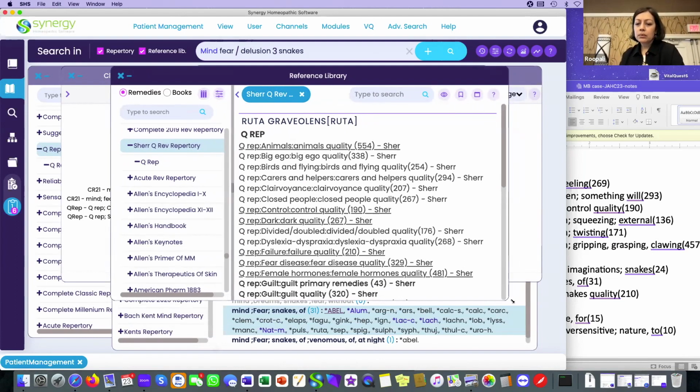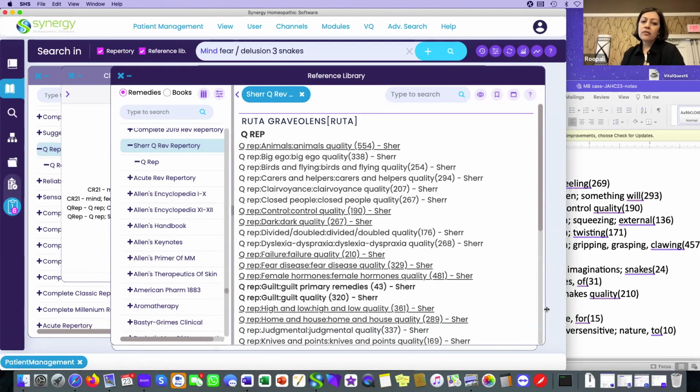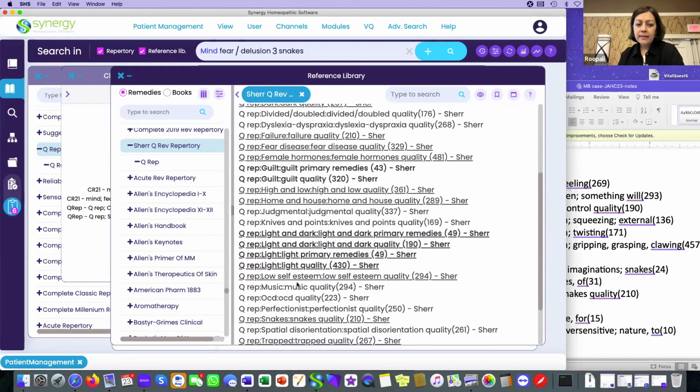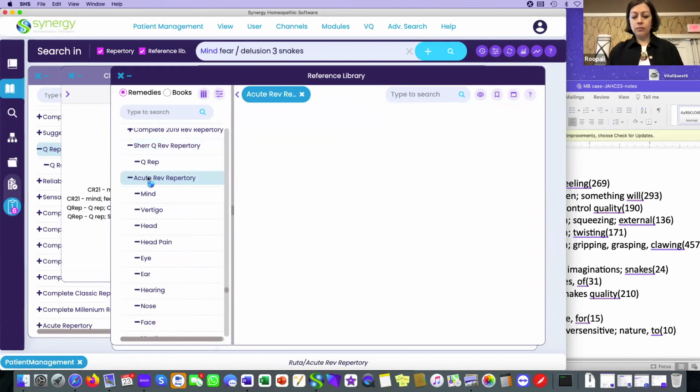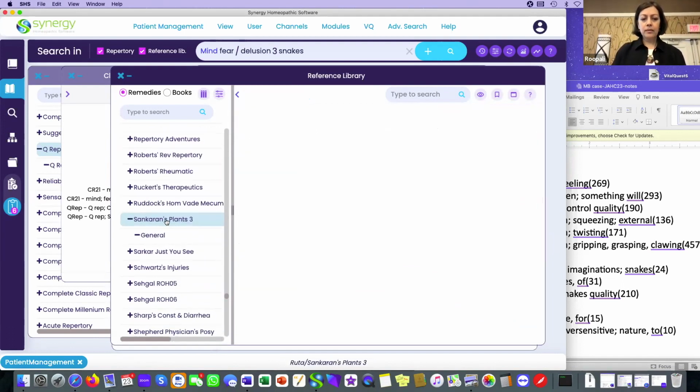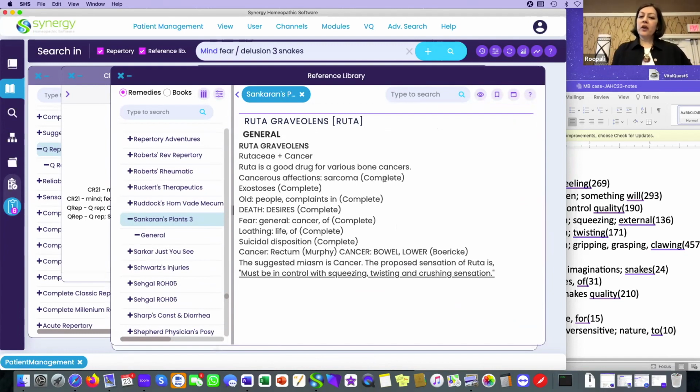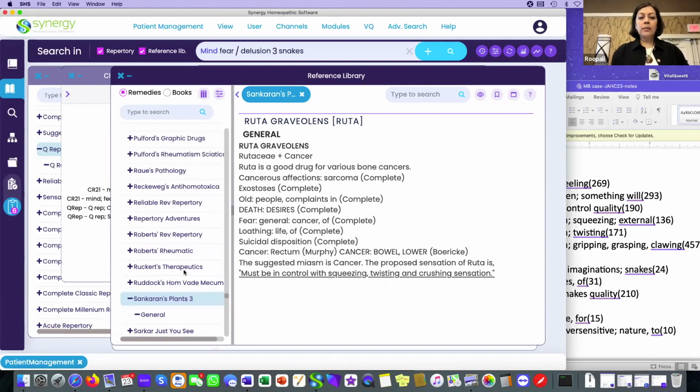So if you look at it in terms of themes, what Ruta is, according to Jeremy Sherr, let's see if this is helpful. I think this is not as helpful. So it's a good drug for various bone cancers. We don't have a lot of information here. Cancerous affections, old people, death desires, loathing of life, suicidal. So this must be in control, with squeezing, twisting, and crushing sensations. That's the central feel of the remedy, according to Dr. Shankaran.